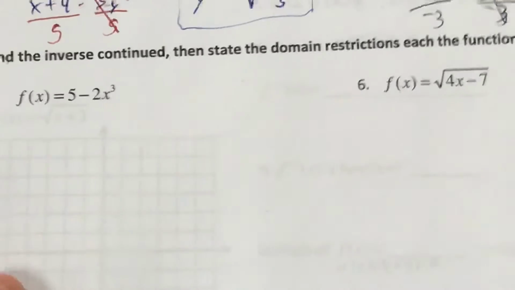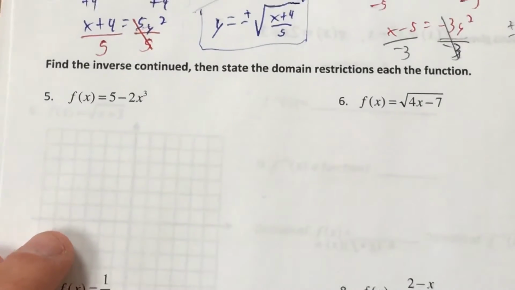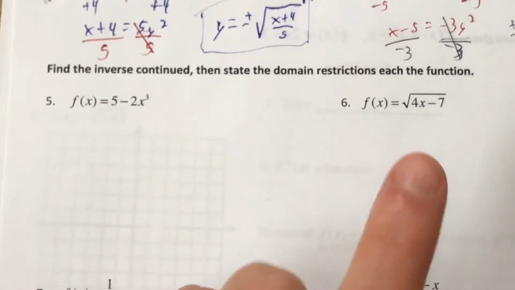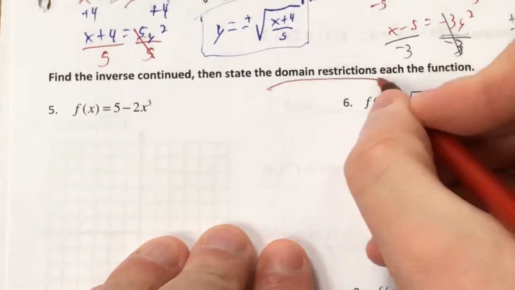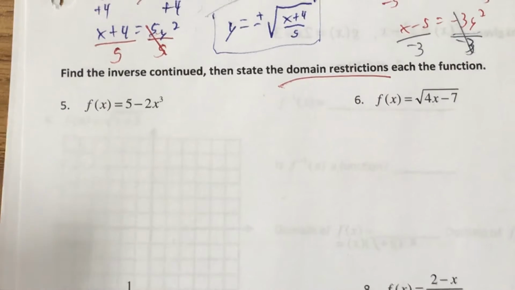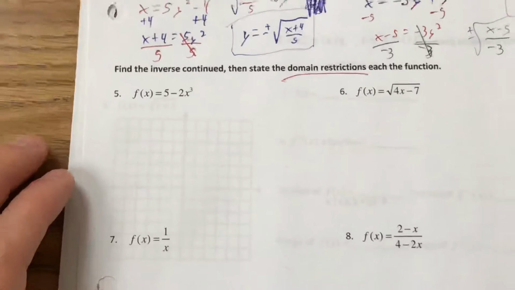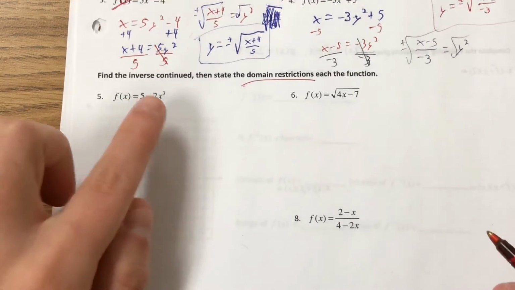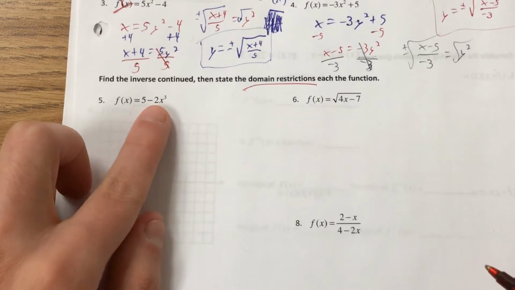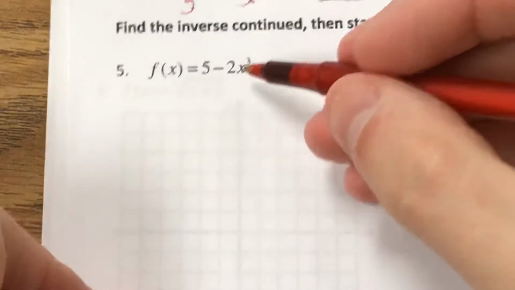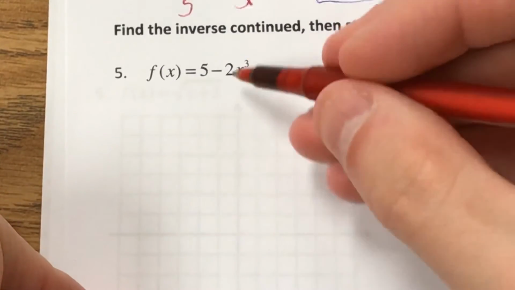Okay, in this next section it says to find the inverse continued and state the domain restrictions of each function. And basically there are two types of domain restrictions that we are going to worry about in this section. There's more in other types of math, but for the scope of this course, there's only two. And neither actually comes up in this one. It is 5 minus x to the third power. There are no domain restrictions of anything to the third power.